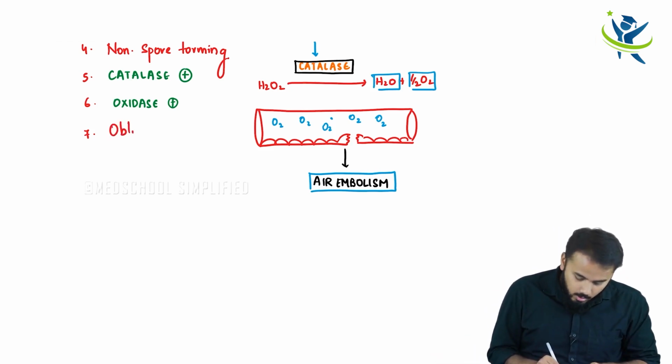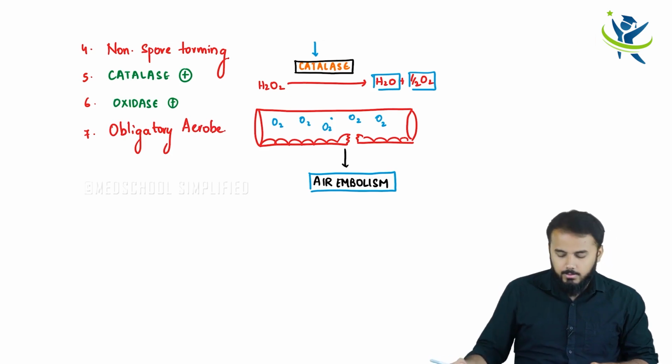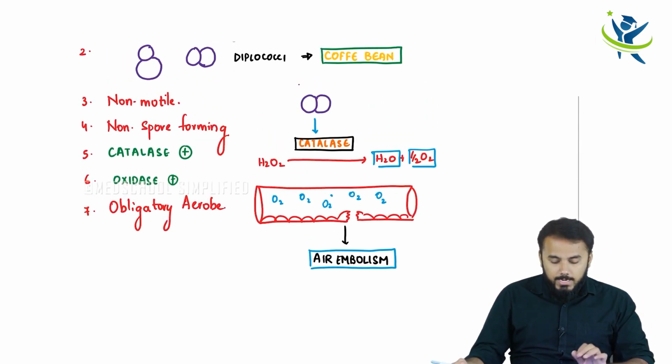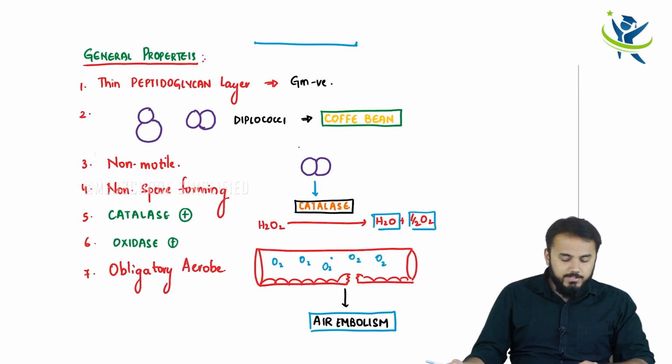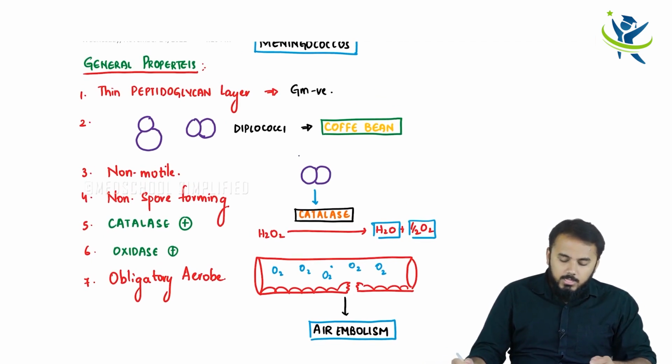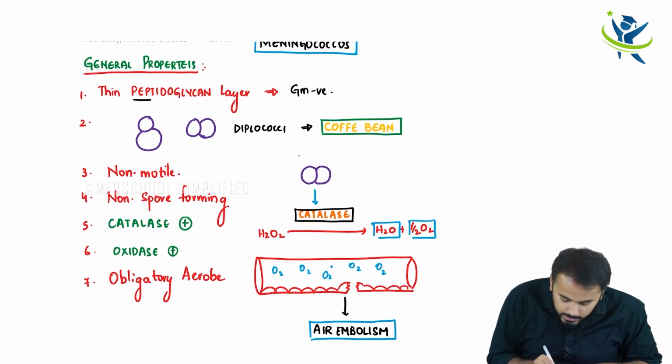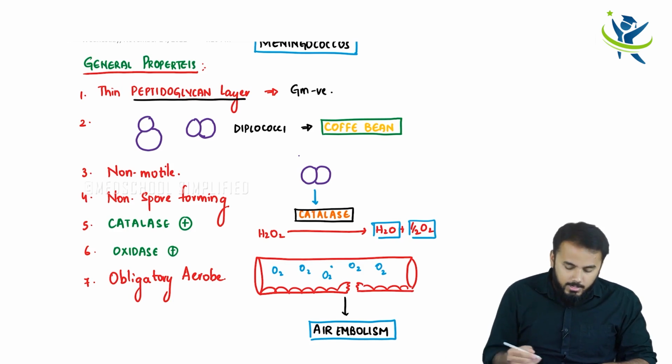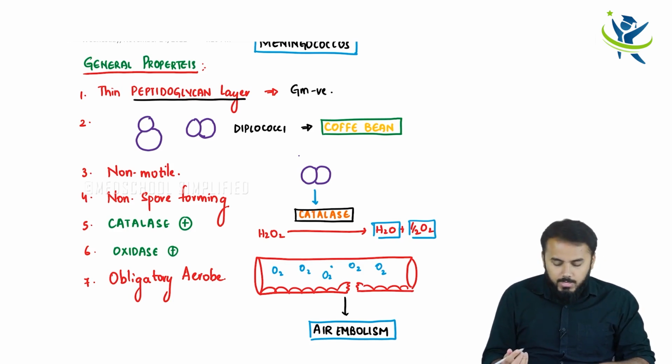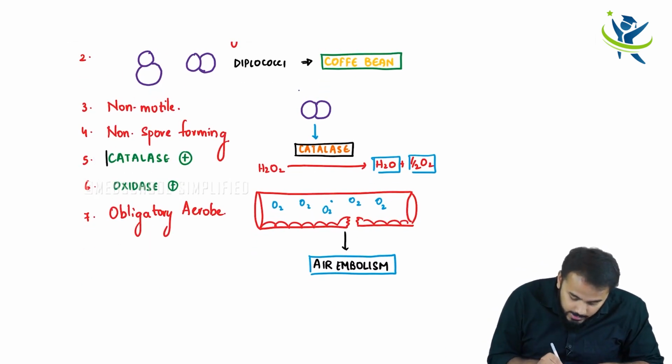So this is called an obligatory aerobe. So what are the properties, guys? It has got a thick peptidoglycan layer, so gram positive. It is non-motile, it is non-spore forming, and these are very important, guys: catalase positive and oxidase positive.